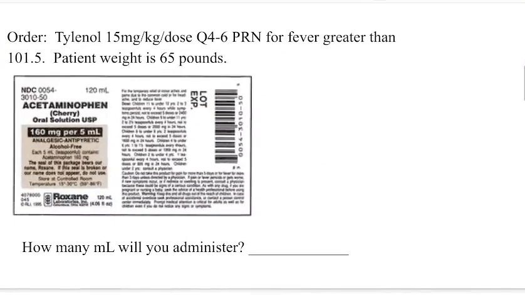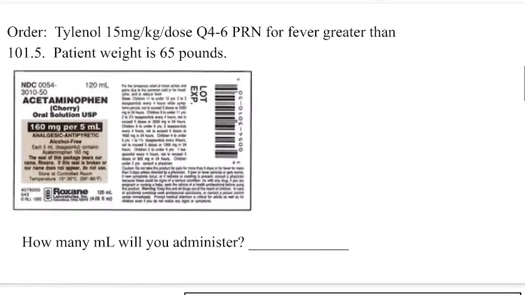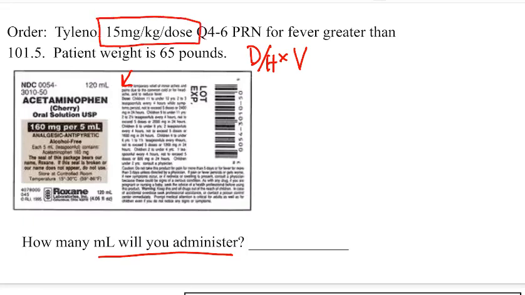Okay. So now, how many milliliters will you administer? How many mils would I administer? I need my doctor's order and I need my label because now I'm doing a D over H times V calculation. But in this case, my doctor's order is written a little bit differently than a standard order. This doctor's order is written by an amount per weight. So in this case, it's 15 milligrams per kilogram per dose.